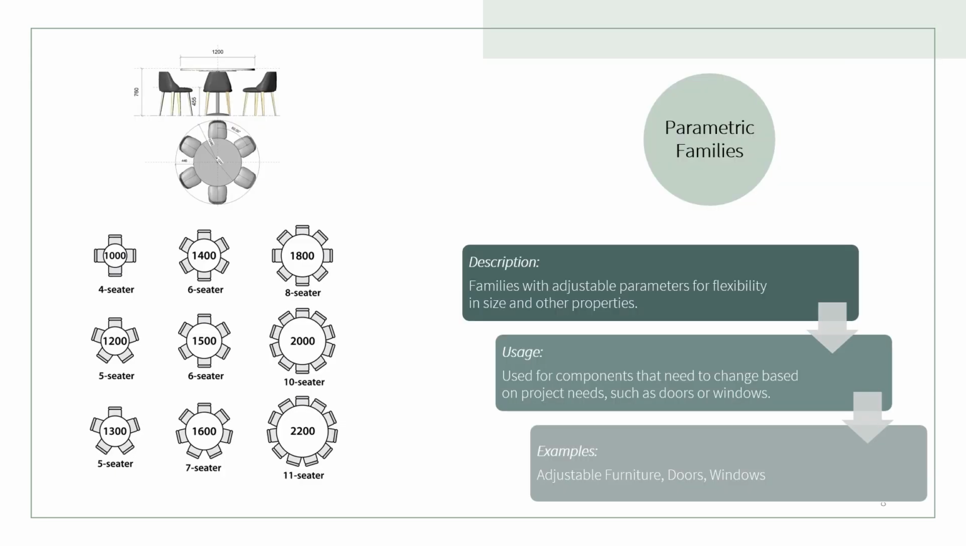Finally, we have parametric families. These families have adjustable parameters, allowing them to change size, shape, or other properties based on the project's needs. For example, a dining table family might allow you to adjust its height, width, or material based on your design requirements. Parametric families are incredibly flexible, allowing you to create components that can adapt to different spaces or project specifications. This flexibility is key in ensuring that you're not recreating elements from scratch each time you have a different requirement.